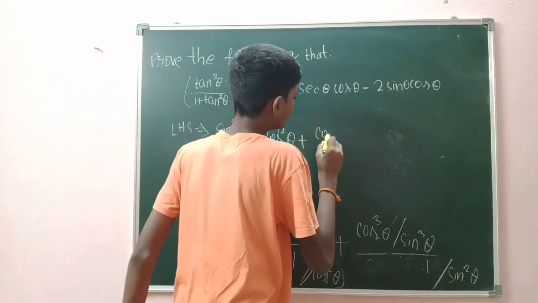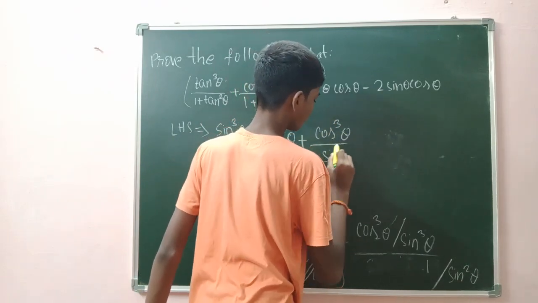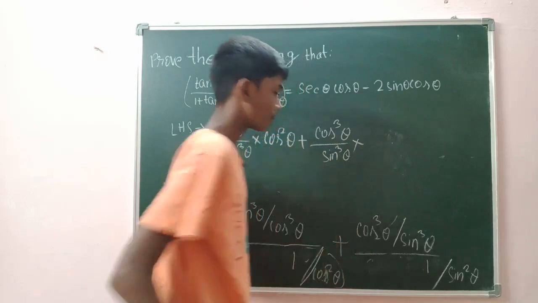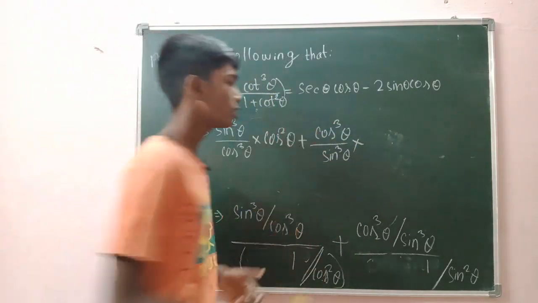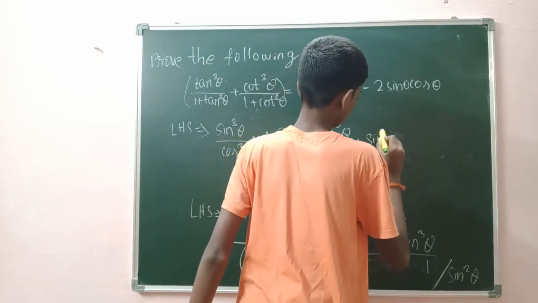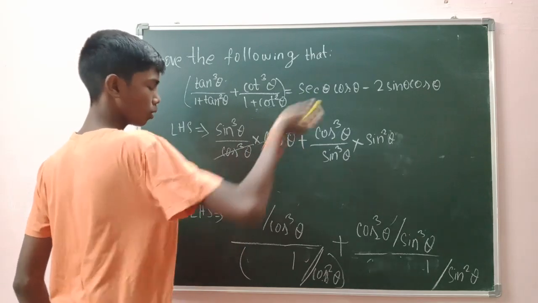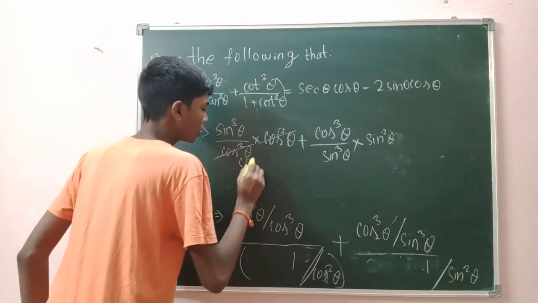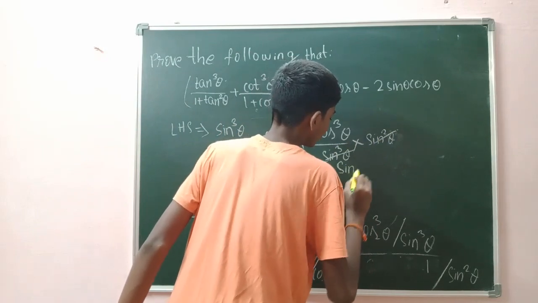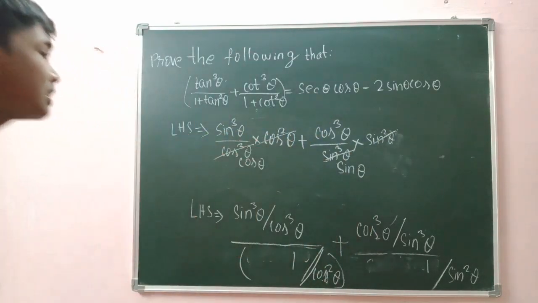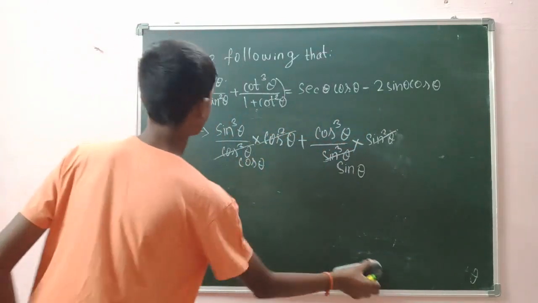then plus of cos cube theta by sin cube theta times sin square theta. 1 by sin square theta goes to the numerator, that will be times sin square theta. Okay, so just cancel out one cos square theta, and just cancelling out, therefore one cos theta will be left out. Here also one sin theta will be left in the denominator. Okay, very very simple concepts. That is what I am doing here.